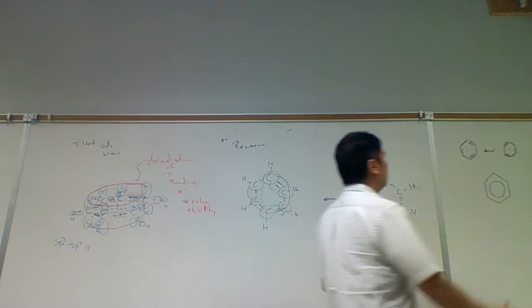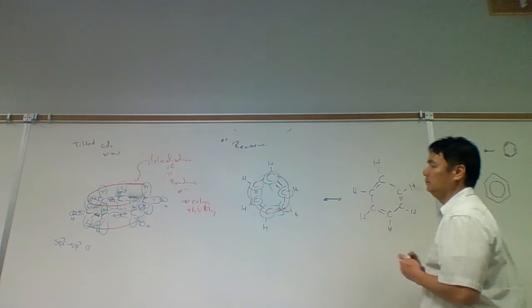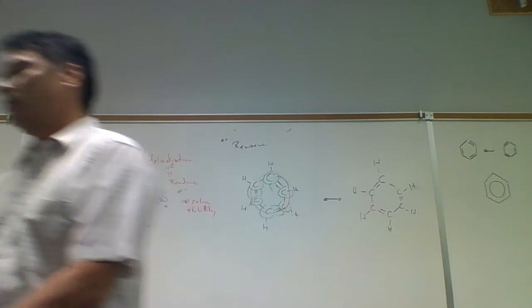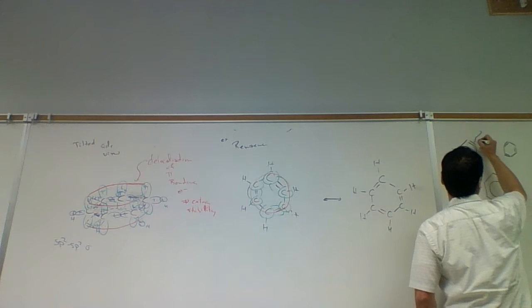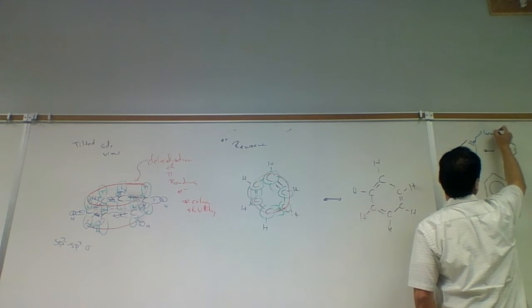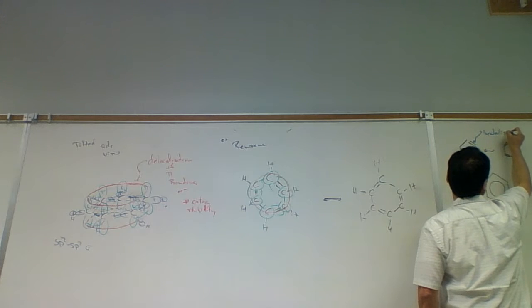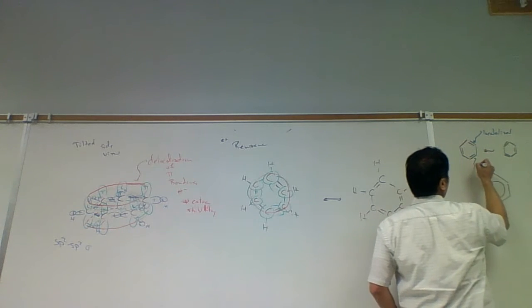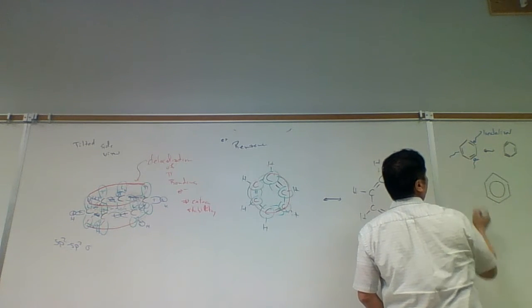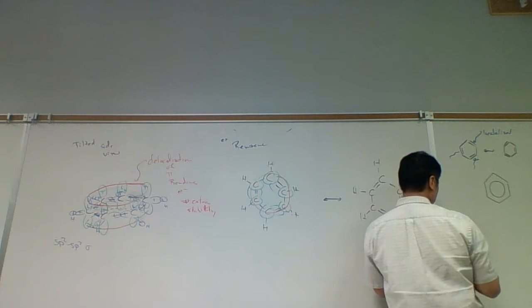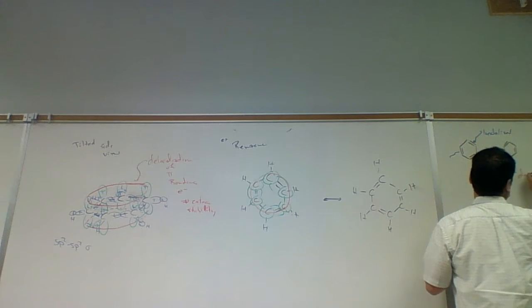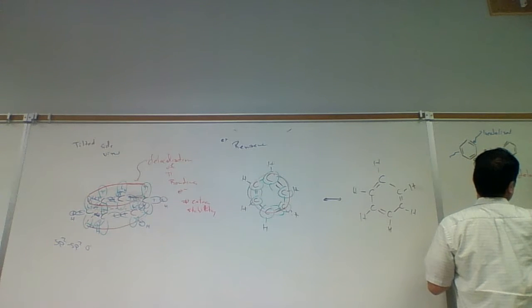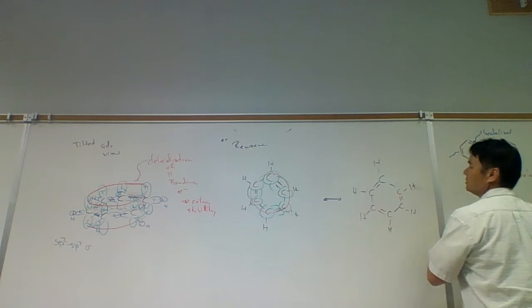And so this is what we call localized here. And so we have a pi bond that's localized between two carbon atoms. This is the localized. In fact, all these are localized because we picked two specific atoms. Here, this is delocalized. And so all delocalized means is that you spread it out.